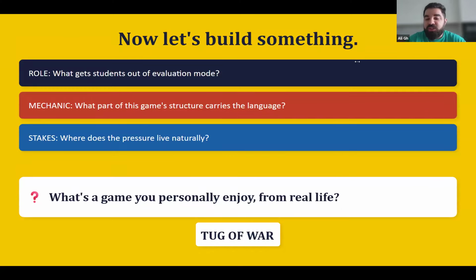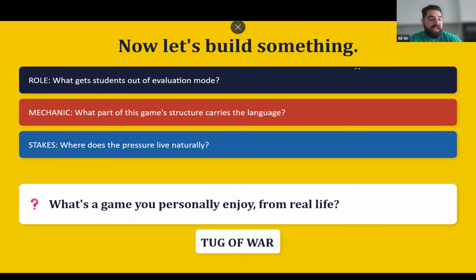We're going to talk about this thing. What's a game you personally enjoy from real life? For this one, I wanted to give you a couple of options, but I thought we don't have enough time, so I want to make sure that I finish on time. I chose Tug of War because we're in Kazakhstan and it's a game that everybody plays, traditionally played in Kazakhstan. Do you guys know what Tug of War is? Just to make sure we're on the right track.